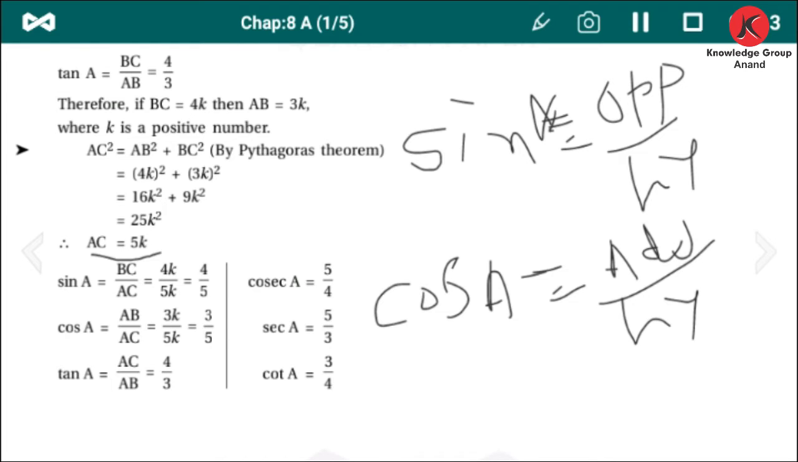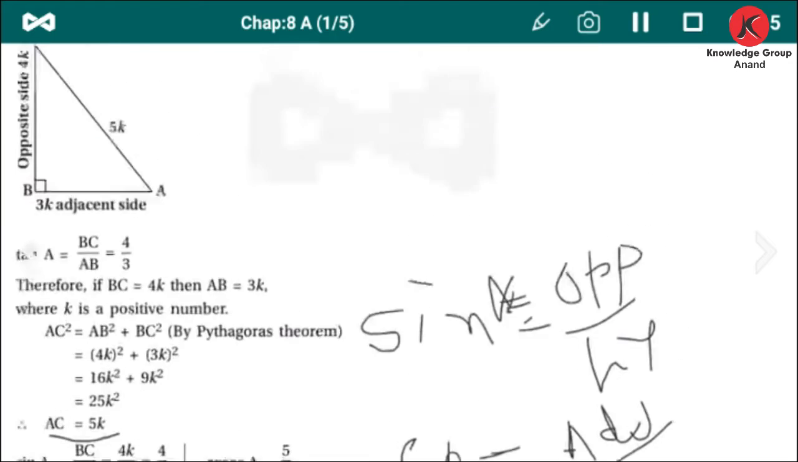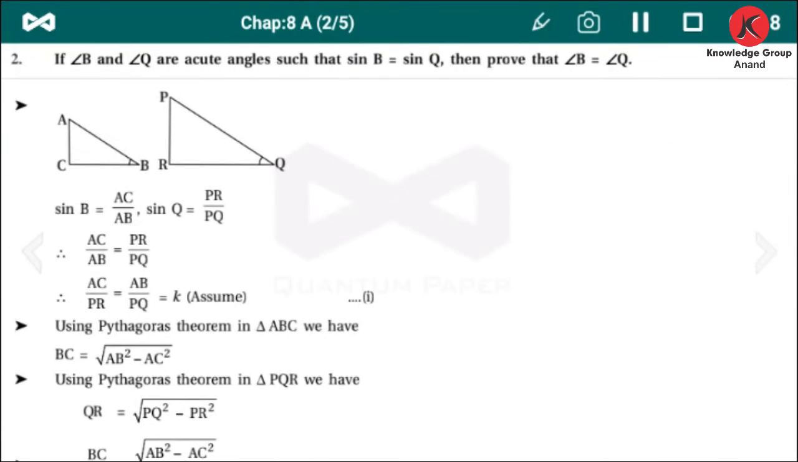Now, example number 2. If angle B and angle Q are acute angles such that sin B is equal to sin Q, then prove that angle B is equal to angle Q. In triangles ACB and PQR, B and Q are the angles. Sin B is equal to sin Q, therefore sin B is equal to side AC upon AB.